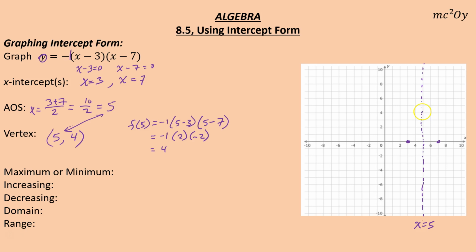Notice this graph does open down because a was negative. You could plot some other points on here if you wanted, but usually when you're using intercept form, just those two or those three points are fine.